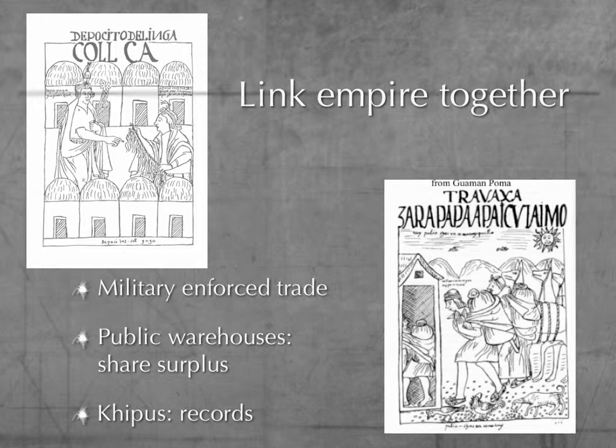The Inca used a variety of ways of trying to link the empire together. Trade across the empire, supported and enforced by the military. Using public warehouses to build up surpluses so that in case of famine or other kinds of problems, they would be able to send food and resources to the places that were in need, sort of a social safety net. Keeping records, quipus, and you can actually see somebody holding an example of a quipu up in the upper left. All of these things are ways that they helped keep the empire linked together.